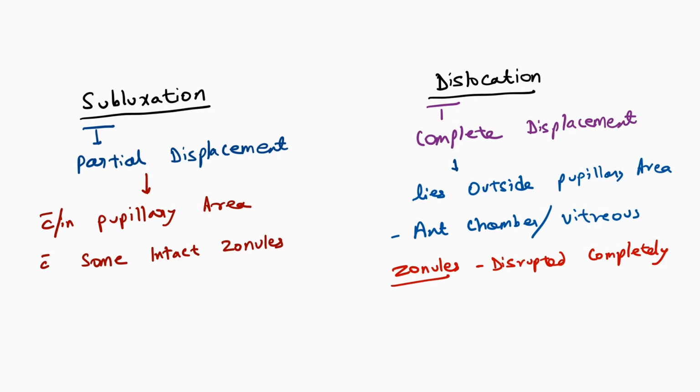This is a very important distinction for exams. Subluxation means partial displacement from the patellar fossa. The lens edge is still within the pupillary area. Some zonules are intact in this condition, whereas dislocation means complete displacement. The lens lies completely outside the pupillary area. It can be either in the anterior chamber or in the vitreous cavity. Here the zonules are completely disrupted.